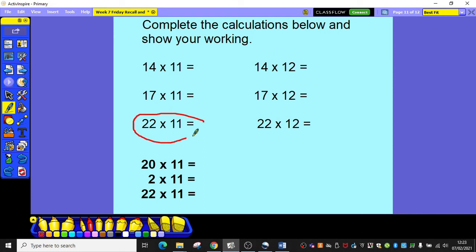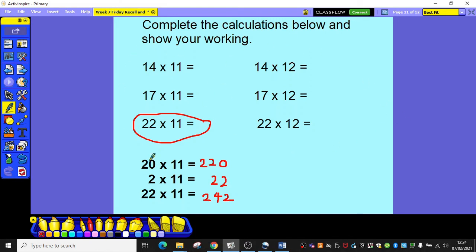If we take this calculation, 20 times 11, well, if I know that 10 times 11 is 110, then I can just double that, giving me 220. Okay, so as I said previously, 10 times 11 is 110. So therefore, 20 times 11 must be double that, giving me 220. 2 times 11 is 22, meaning that 22 times 11 is going to be 242.